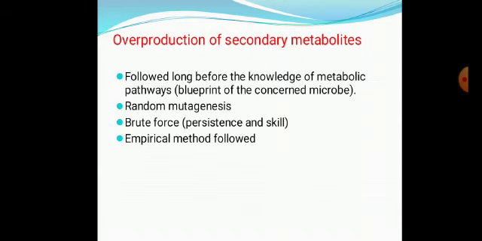Without knowledge, what they used to do during those days was random mutagenesis, because they didn't know the pathways clearly, how penicillin is produced, how streptomycin is produced. They were just doing mutation randomly, so we call it random mutagenesis. During those days, what they used to do was brute force. Brute force means simply they would be doing mutation and plating. It was a skillful process, very laborious work, and they were following a technique called the empirical method. What this empirical method is, we will see in the next slide. So we are starting with overproduction of secondary metabolites in our next class.